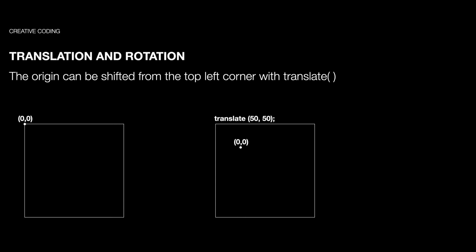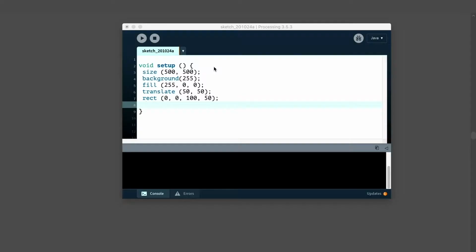Here's an example of translating from the default upper left corner to 50 pixels in, 50 pixels to the right, 50 pixels down. Here I've written a sketch already. It's a 500 by 500 pixel sketch, background of white and a red fill. What we're going to do is translate the origin from 0, 0 to 50, 50. So it's just 50 pixels in, to the right, and 50 pixels down in the positive direction.